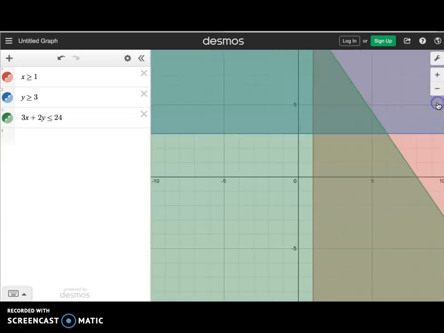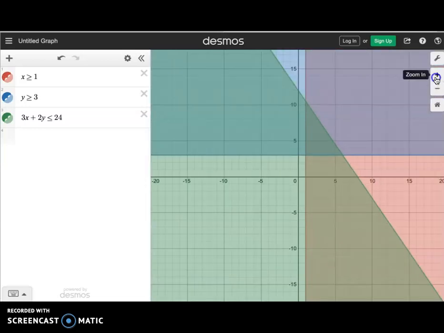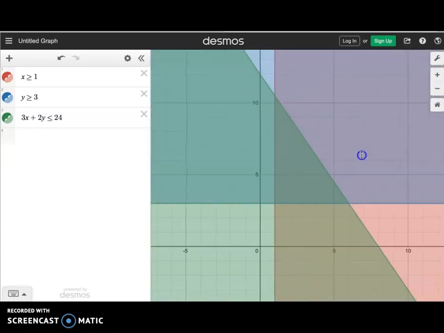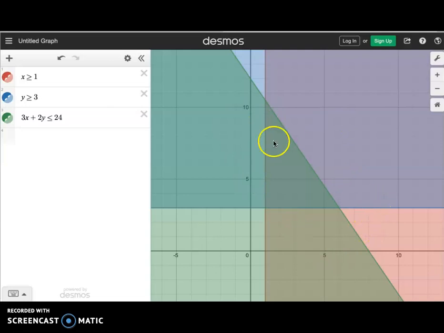I can go home, which is a 10 by 10. It kind of recenters it. I can zoom in, I can zoom out, do whatever I want, shift it around. A really nice tool, especially when you're doing a system and there's lots going on and you want to get a quick look and a backup and make sure that all your vertices are accurate.